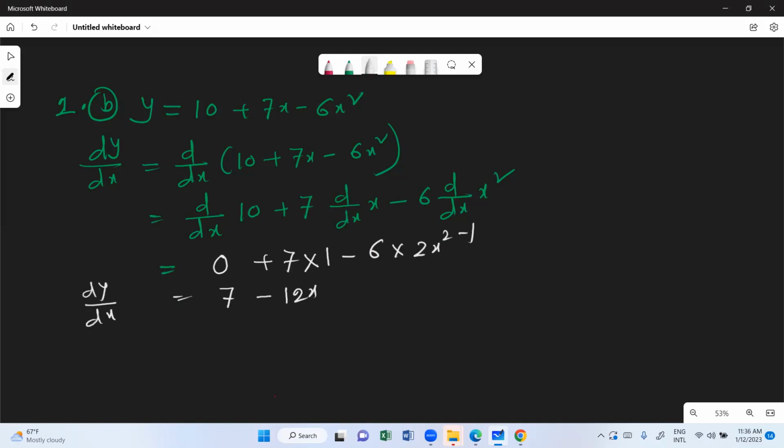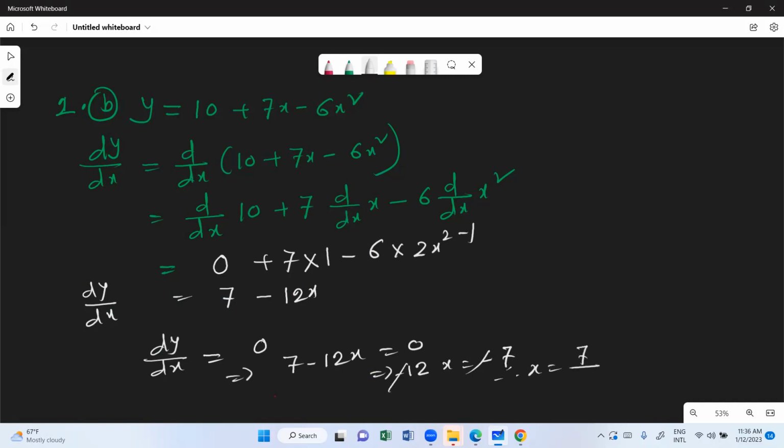So if we want to find out the stationary point, obviously dy by dx equals 0. So 7 minus 12x equals 0. So 12x equals 7. X equals 7 by 12. So this is the x coordinate. Now, if you want to find out whether the stationary point is maximum or minimum, we will differentiate this again.